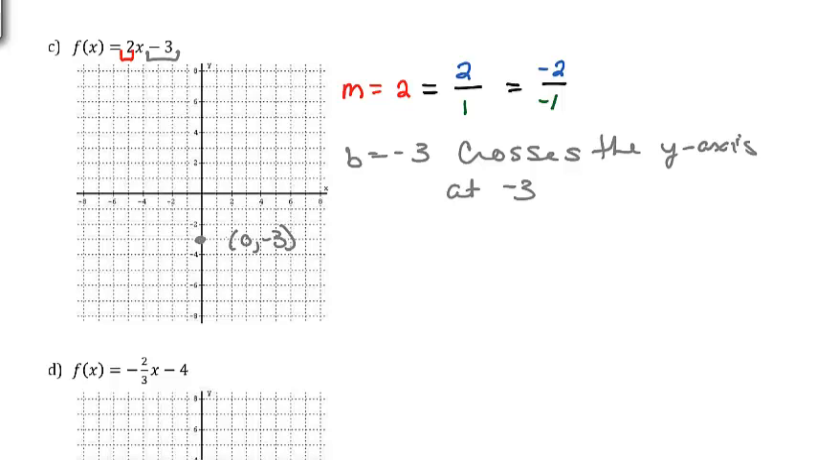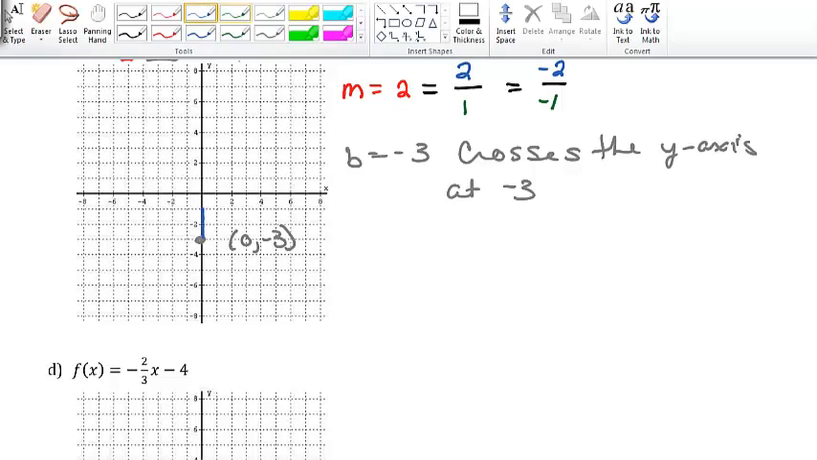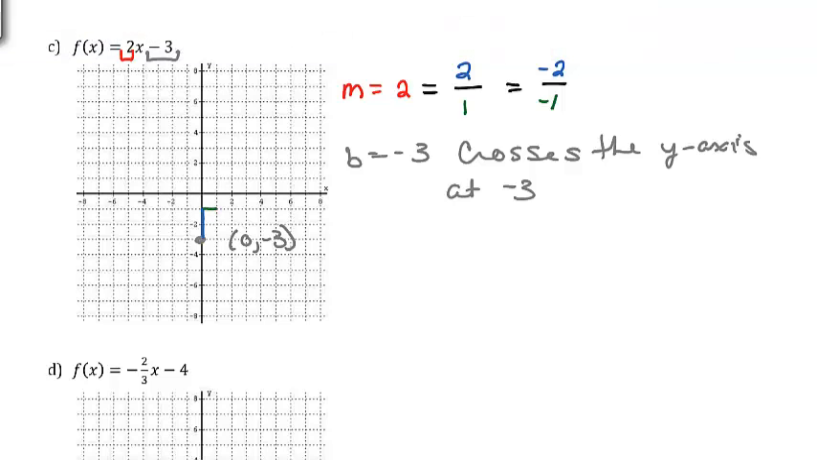And then from that y-intercept, we're going to use our slope, and we're going to do it in both these ways. So from our point 0, -3, we're going to rise 2, which means go up 2, and then we're going to run 1. And running 1 means that we're going to go to the right 1. And that gives us another point on our graph. And that new point is 1, -1.